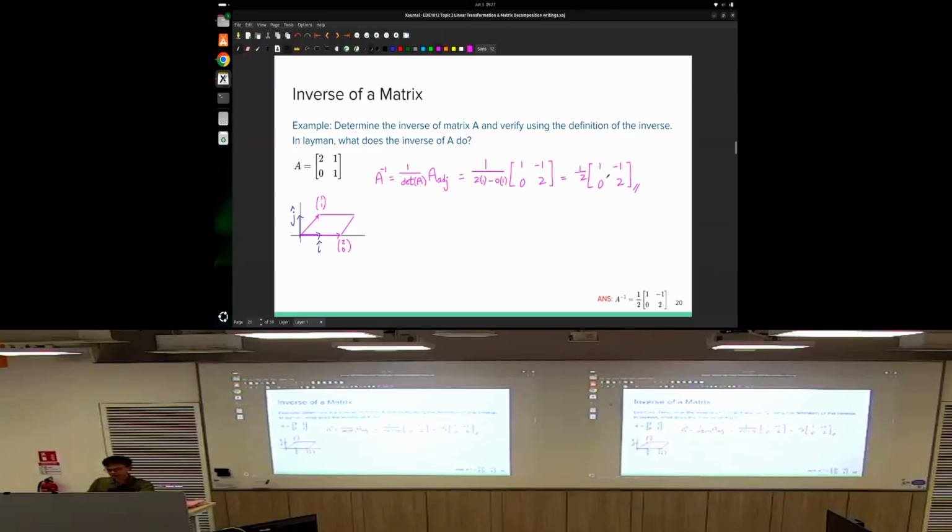Let's see what's the transformation caused by A inverse. How can it undo this? That means it must unskew, or rather, you can say that it's skewed in the other direction. Then it must contract, because this one elongates the space horizontally towards the right. So therefore, it is logical to deduce that A inverse is going to contract the vector space towards the left. So let's see if it works out to be like that.